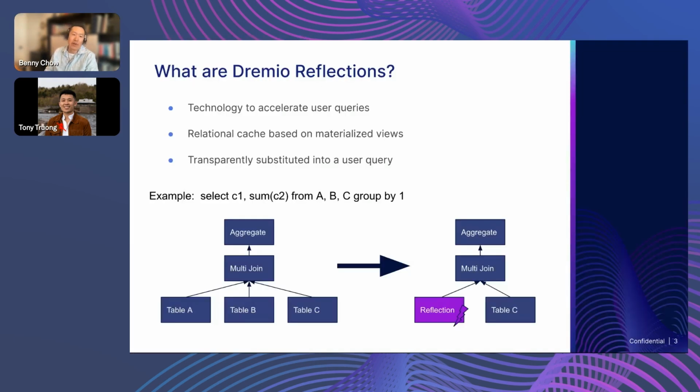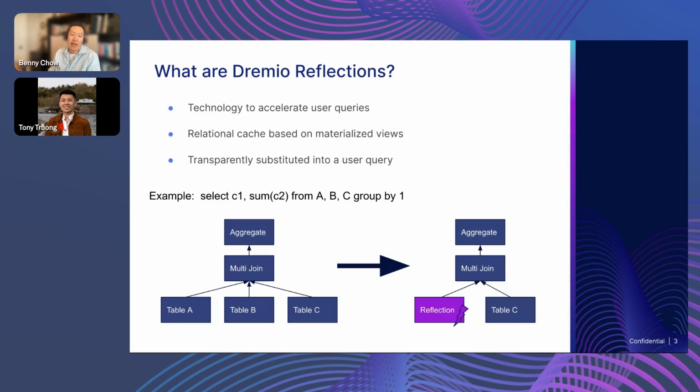Okay, so what are Dremio Reflections? Dremio Reflections is basically a technology that we have to accelerate user queries. But the way I like to think about it is that it's basically a relational cache that's backed by materialized views. Okay, and these views are transparently substituted into the user query, which means that as a user writing a SQL statement, they don't actually have to directly reference the materialized views, right?